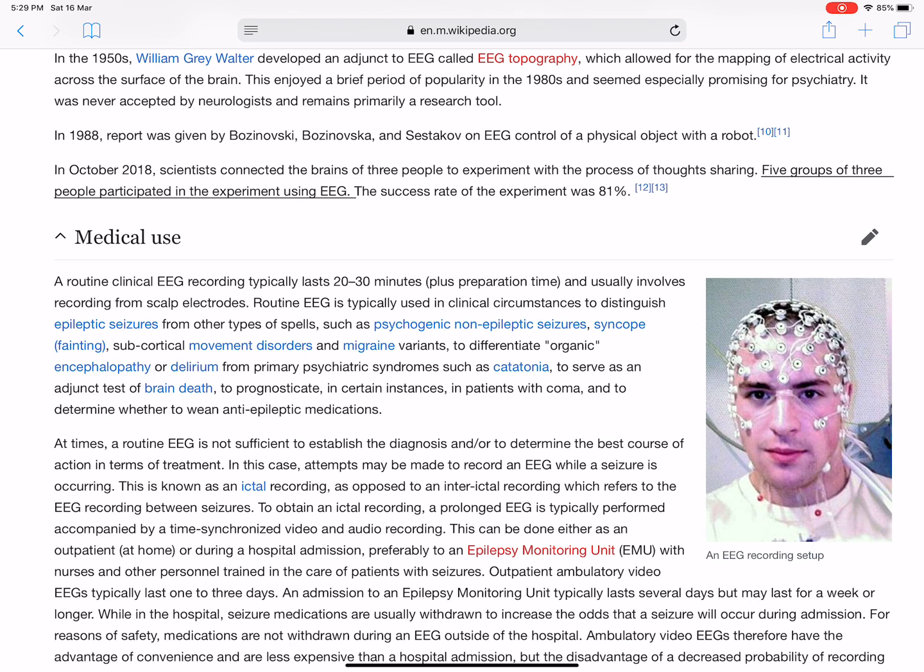5 groups of 3 people participated in the experiment using EEG. The success rate of the experiment was %. Medical use. An EEG recording setup.